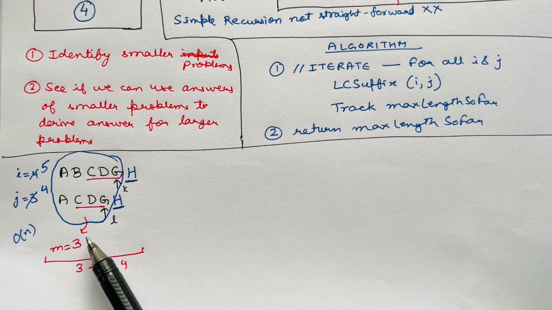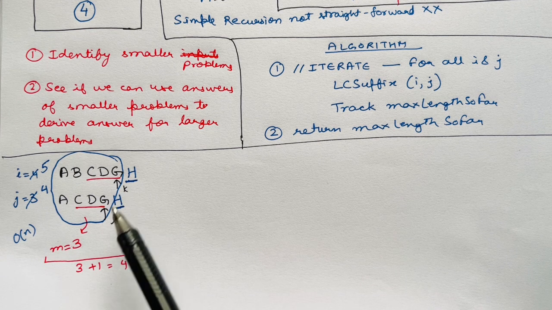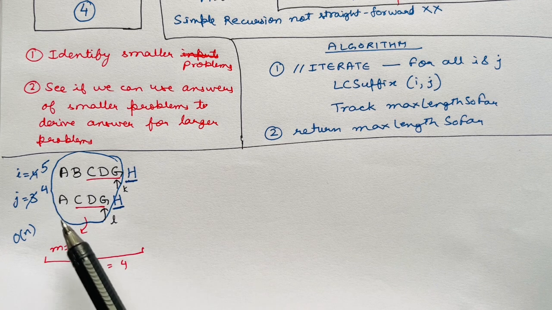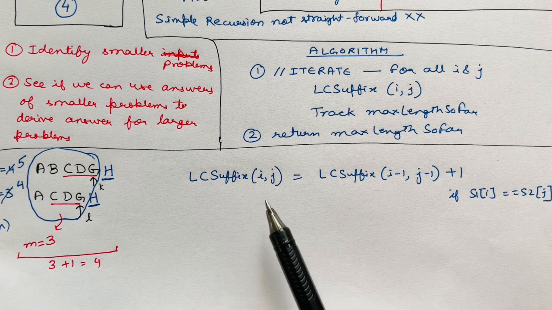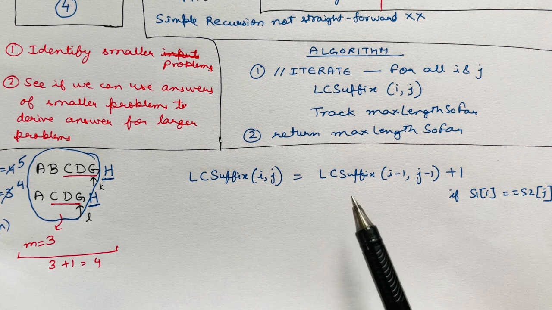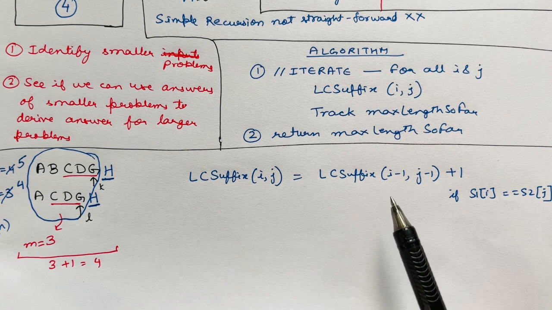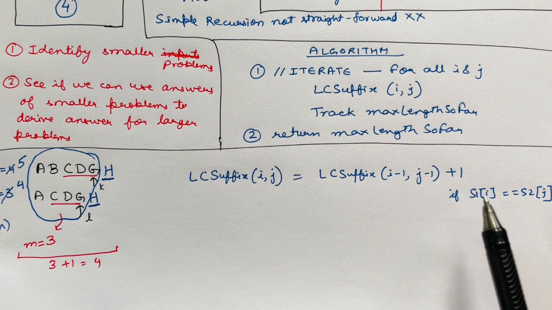Now, if we have added one new character to both the strings, we shouldn't need to calculate the longest common suffix again. We can simply make use of this answer and the new character. If the two characters are the same, then our answer will simply be 3 plus 1 equal to 4. Have we just expressed our problem in terms of answers to a smaller problem? We can say that the longest common suffix for i, j will be equal to the longest common suffix for i minus 1, j minus 1, plus 1, if the last characters of both the strings are equal.